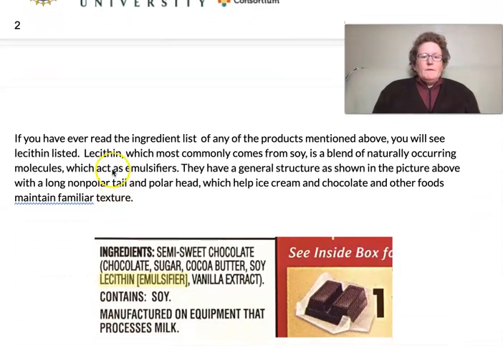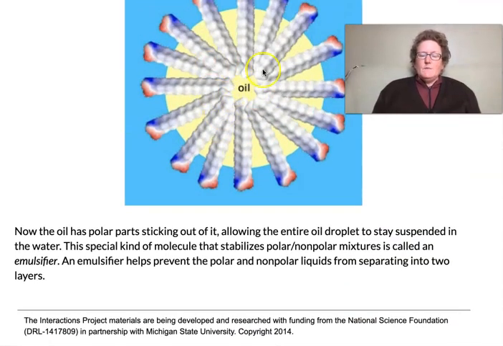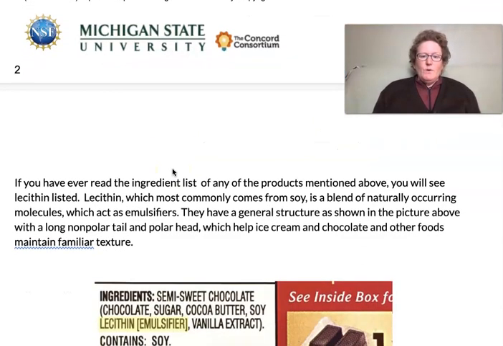If you've ever read the ingredient list of any products mentioned above, you'll see lecithin listed. Lecithin, which most commonly comes from soy, is a blend of naturally occurring molecules which act as emulsifiers. They have a general structure as shown in the picture above, with a long nonpolar tail. This nonpolar tail can mix with oil, and the polar head can mix with water.